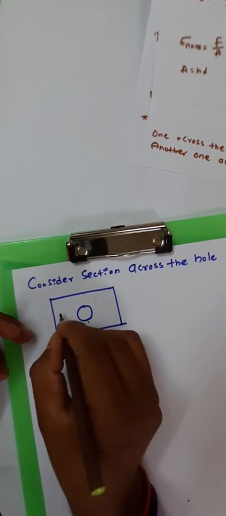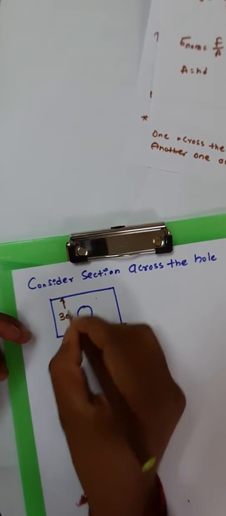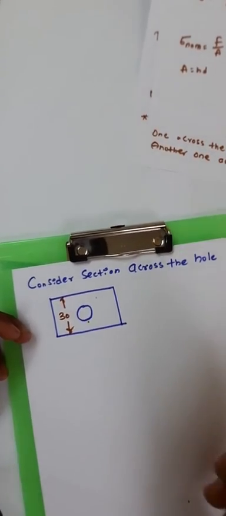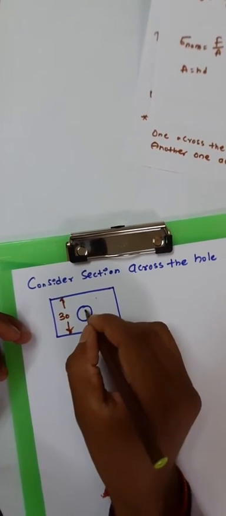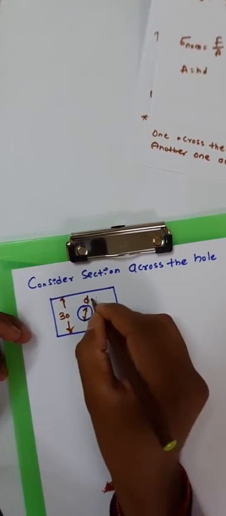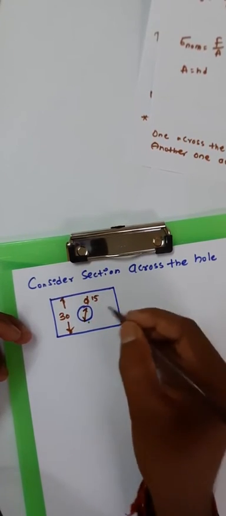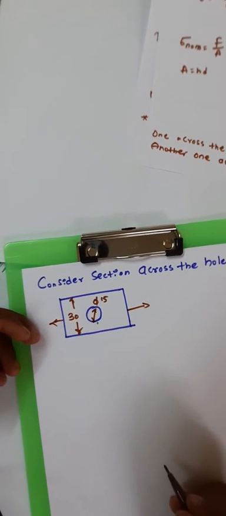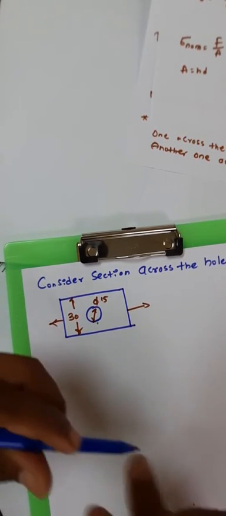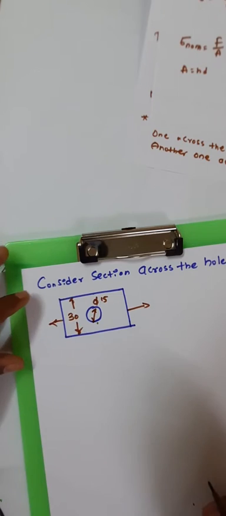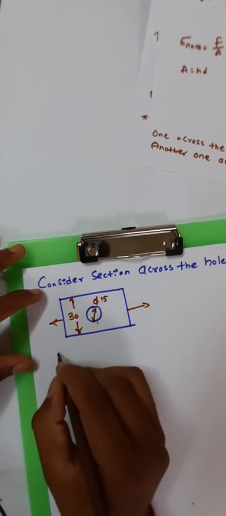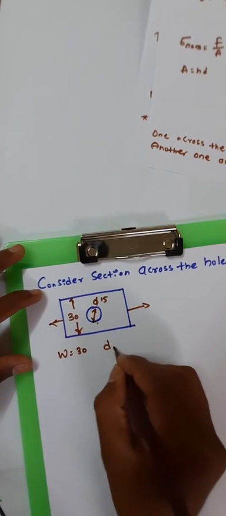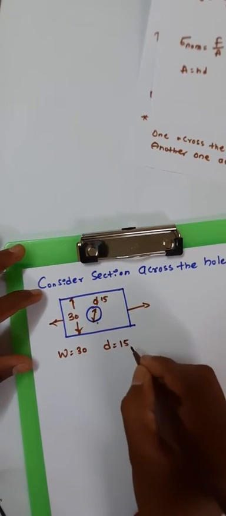Here the width of the plate is 30 mm, and the diameter of the hole is 15 mm, which is also subjected to an axial force. This is the second case we have. Width of the plate W is 30 mm, and diameter of the hole D is equal to 15 mm.